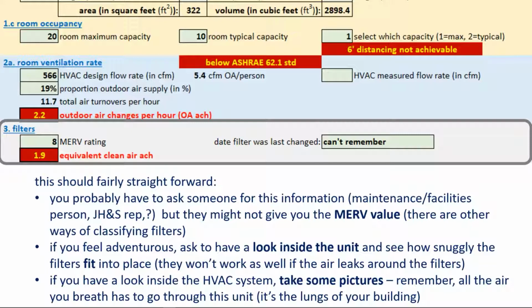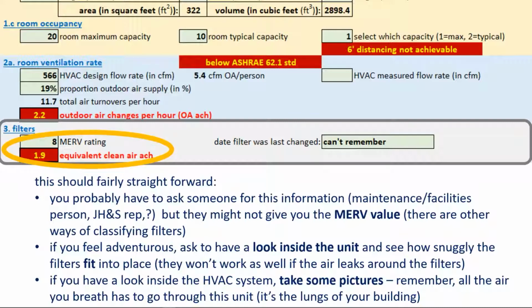You can have the best filters, but if the air finds a way around the filter because it's not tight, it won't be as good. Take some pictures. Remember that all the air you breathe has to go through this unit, and so if you see something ugly, it might be wise to take a picture to show that something needs to be done.